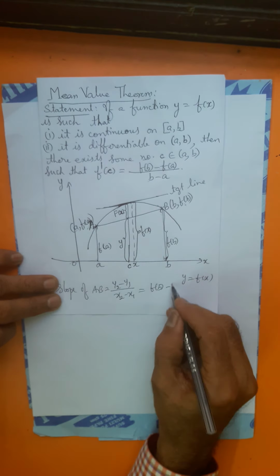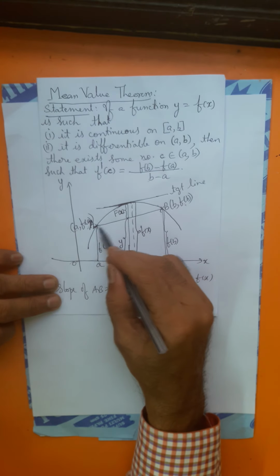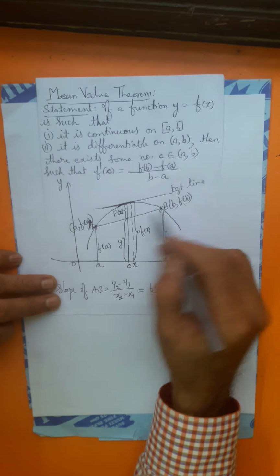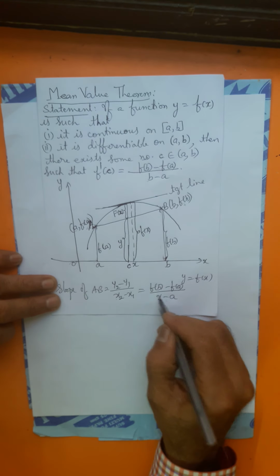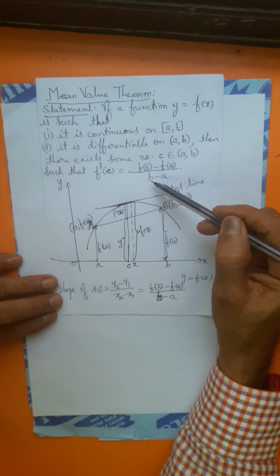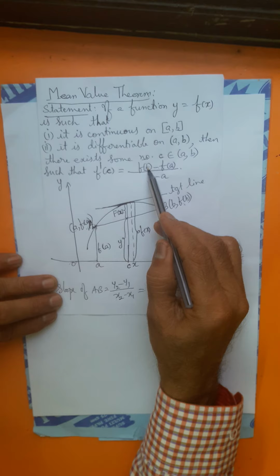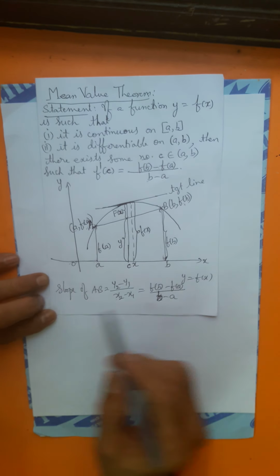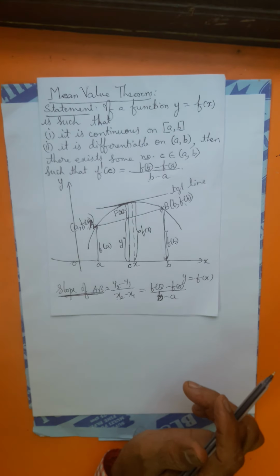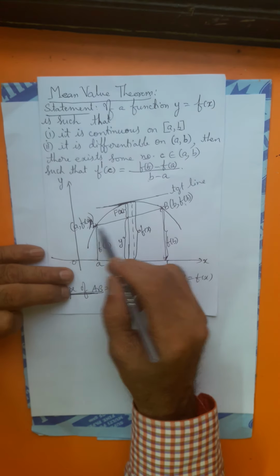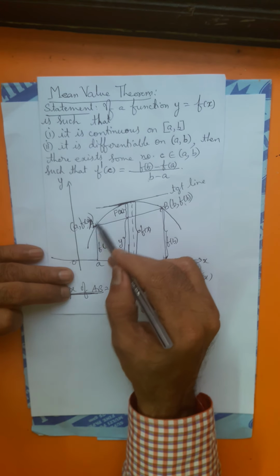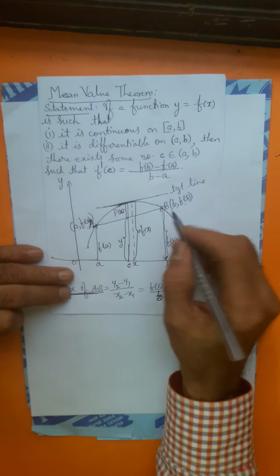What is f of a? You are writing slope of line AB divided by x2 minus x1, that is b minus a. So what is f of b minus f of a by b minus a? It is the slope of the line AB. What is that line AB? It is the line joining any 2 points on the curve.